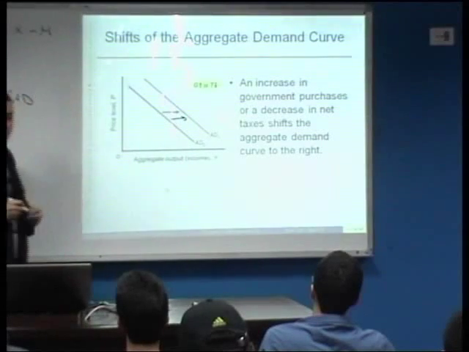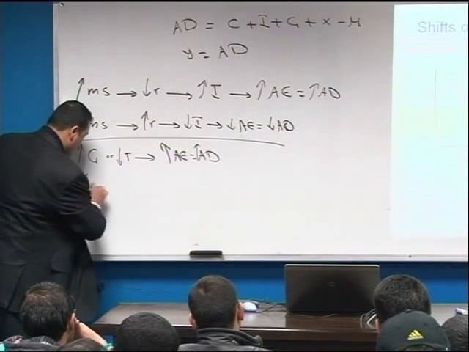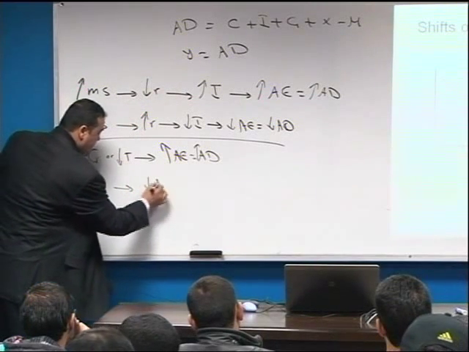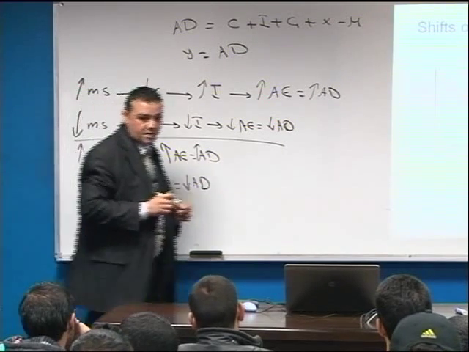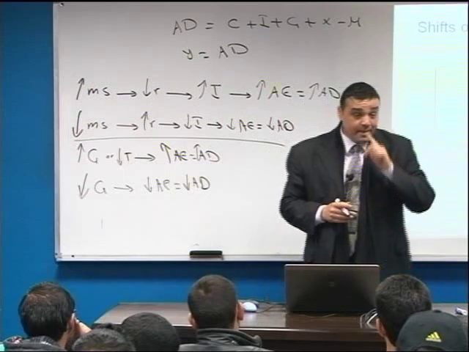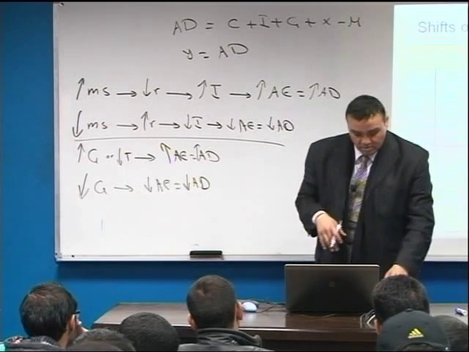And vice versa for sure, a decrease in the government spending leads to a decrease in aggregate expenditure or aggregate demand. So there is a leftward shift in the aggregate demand curve, right? في شيء ambiguous؟ Easy, okay.